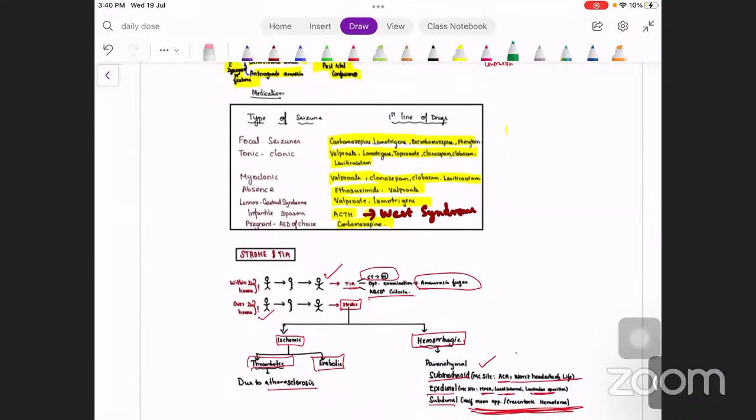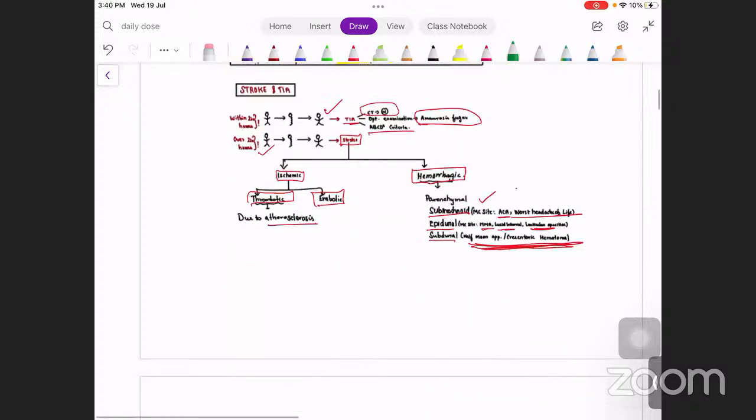Then stroke. The patient comes with unilateral weakness along with deviation of the angle of the mouth. Investigation of choice for ischemic is DWI MRI, and investigation of choice for hemorrhagic is NCCT. Ischemic stroke is associated with thrombosis and embolus. Hemorrhagic is associated with parenchymal, SAH, EDH, and SDH.